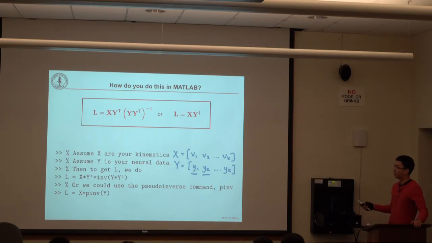And then all you have to do is call L equals x times y transpose. This apostrophe is how we transpose matrices in MATLAB. So x times y apostrophe times inverse, this is the inverse of a matrix command in MATLAB, of y times y apostrophe, y transpose. Alternatively, you could also just use the pseudo-inverse command, which is pinv, and you would just call L equals x times pinv of y.